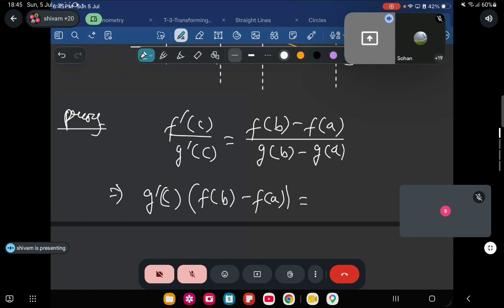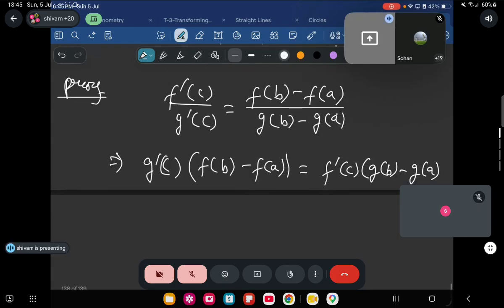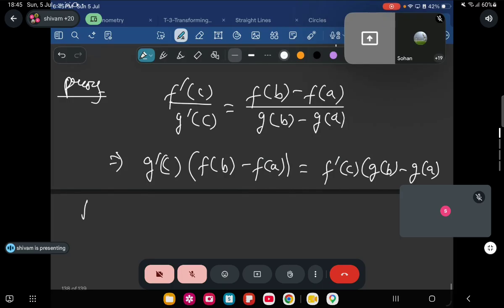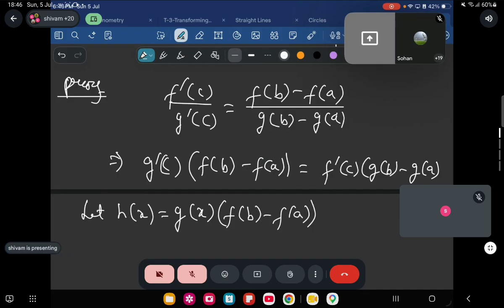This will be equal to f dash c into g of b minus g of a. Okay, so over here I'm going to take this function. Everyone, let h of x is equal to g of x into f of b minus f of a minus f of x into g of b minus g of a. Tell me, are people getting it?